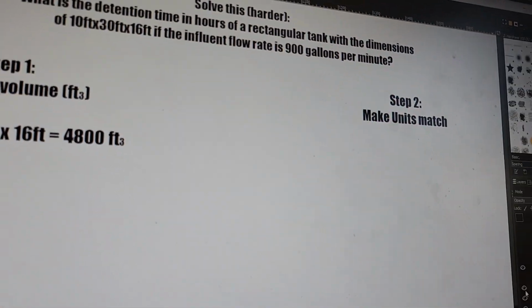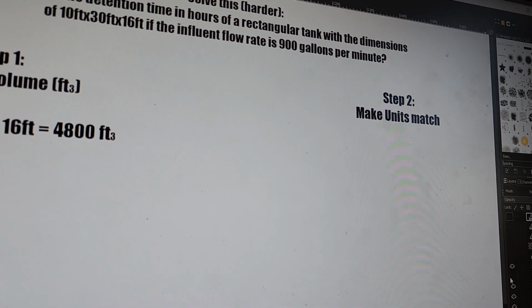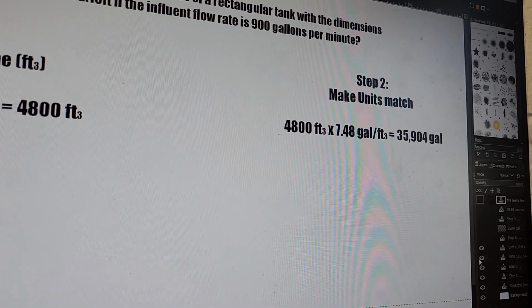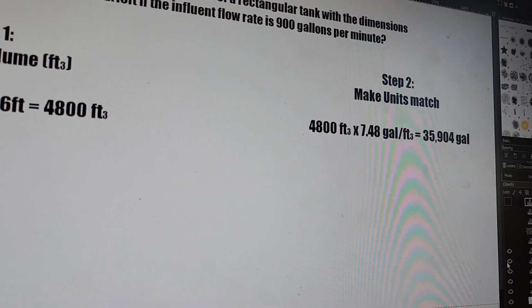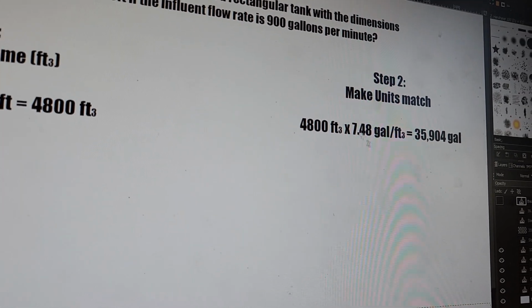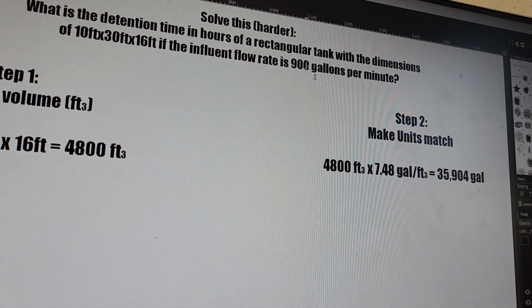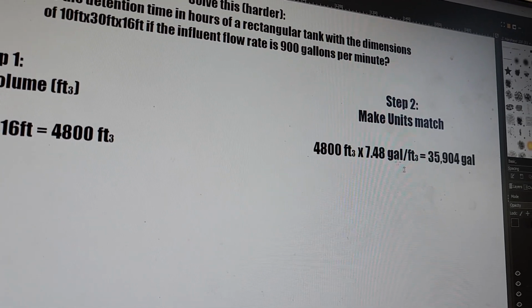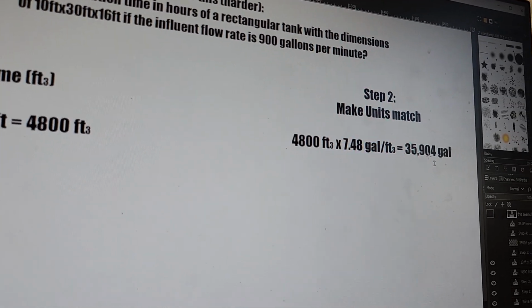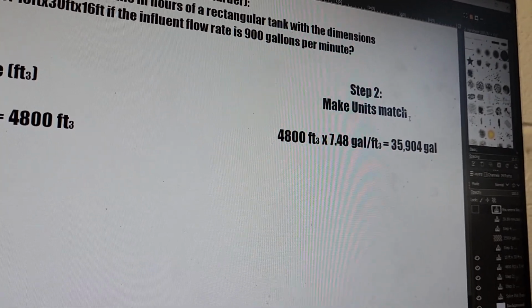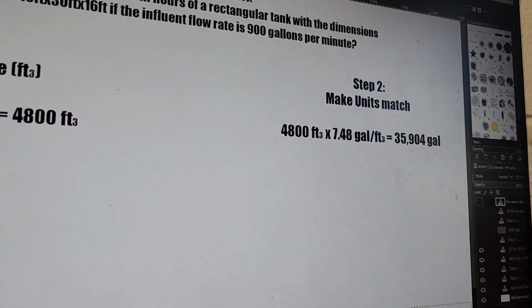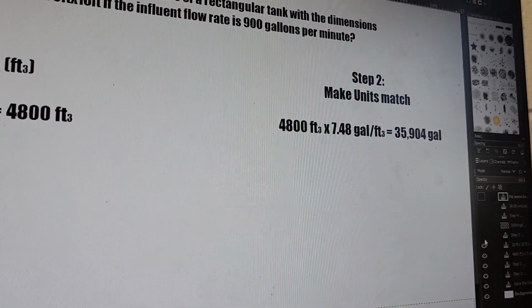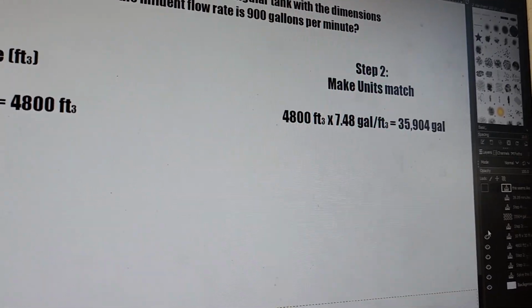Step 2, you have to make your units match. Our gallons per minute is already in gallons, so all we had to do was convert the cubic foot to gallons. It's actually much simpler than step 2 from the other problem because it didn't have the 2 MGD screwing everything up.